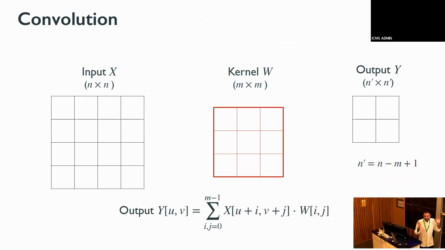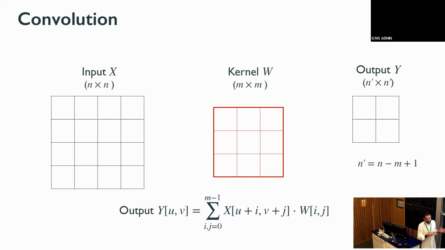Okay, so let me just focus now, again, we're going back to neural networks, and in particular on this convolution operation. So what is convolution? Essentially, convolution is an operation that takes an input X, which is an n times n matrix, and the kernel W that is also a matrix of size m times m. Typically, m is much smaller than n. And then you compute the output according to this formula.